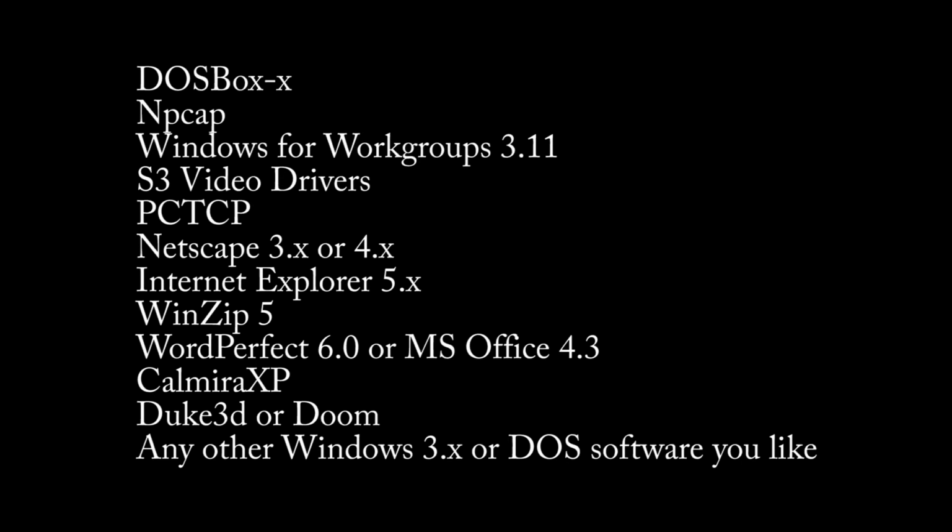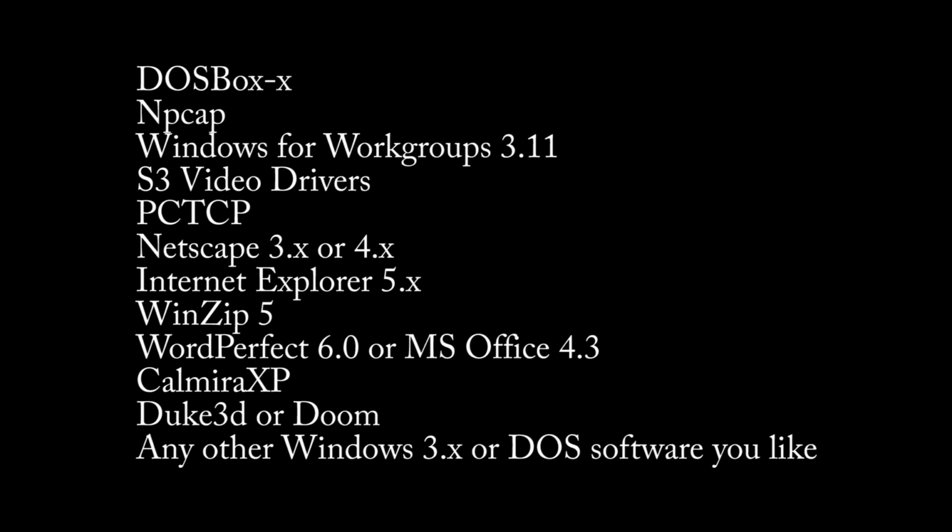You need DOSBox-X for Windows. You're going to need NPcap, and that's what helps your computer pass network info to DOSBox-X. You're going to need Windows for Workgroups 3.11 installation files, S3 video driver files, Win32s, the 32-bit enhancement for Windows 3.x.